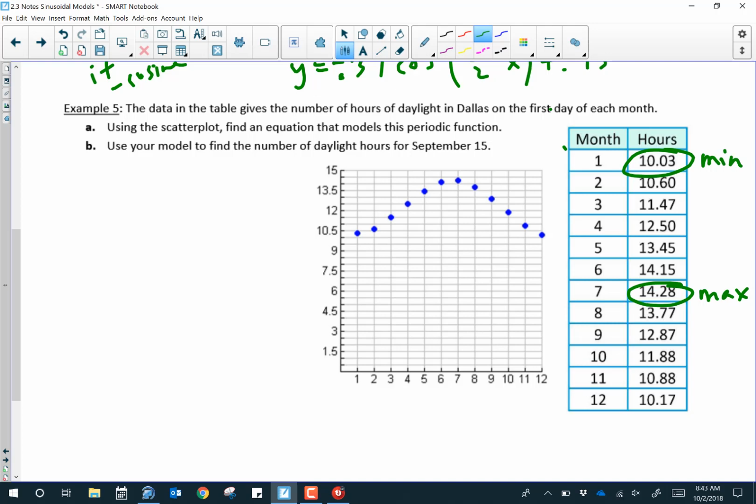Okay, so to find my amplitude, we would just take half of the difference between them. Use your calculators.